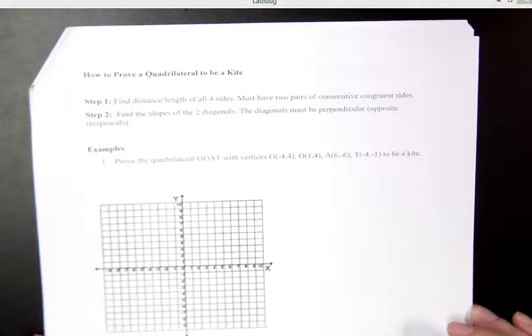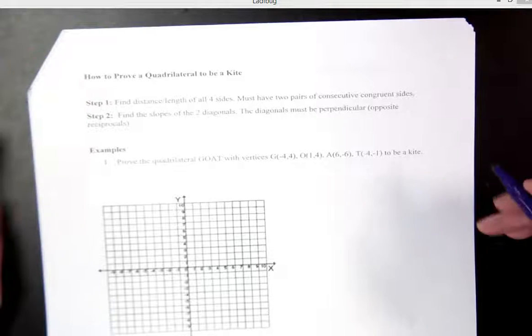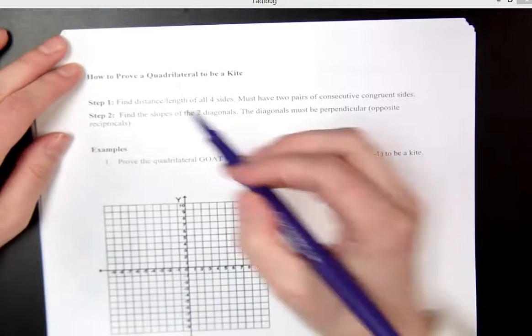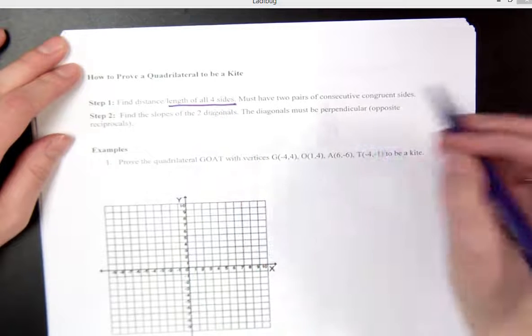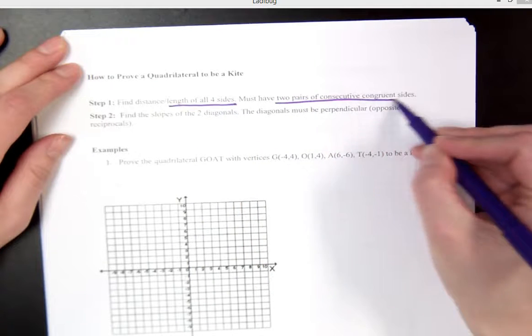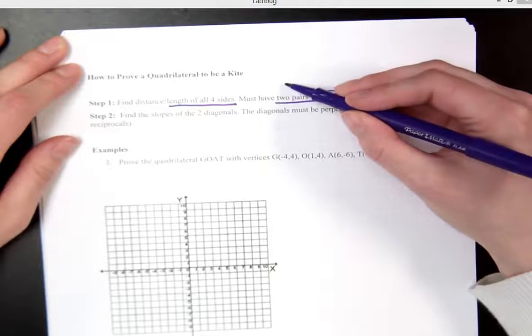Okay, so we're on page 11 if you're not already there. And today we're doing the kite and the trapezoid. So on a kite we have two steps. We find the distance of the length of all four sides, and you must have two pairs of consecutive congruent sides. So consecutive means beside each other.